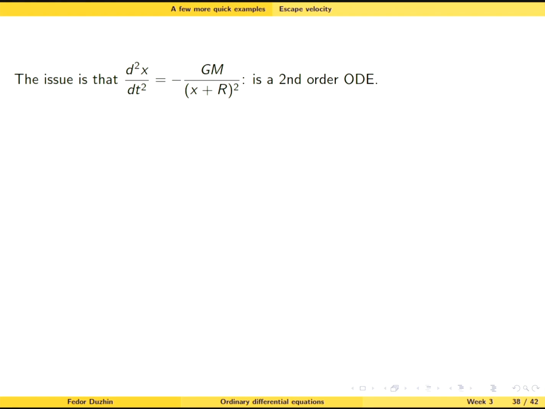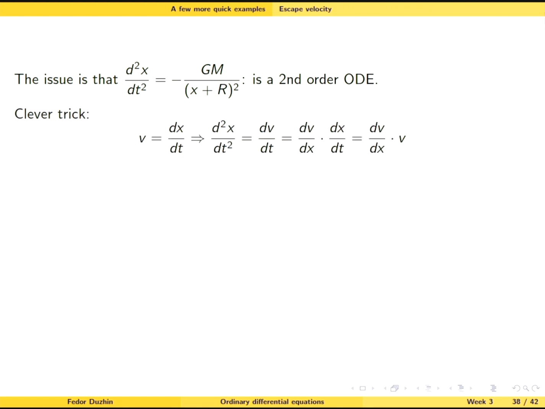Well, note that Newton's law of gravitation is a second-order differential equation. So what can we do about it? And here is a very clever trick. We're going to do a substitution.